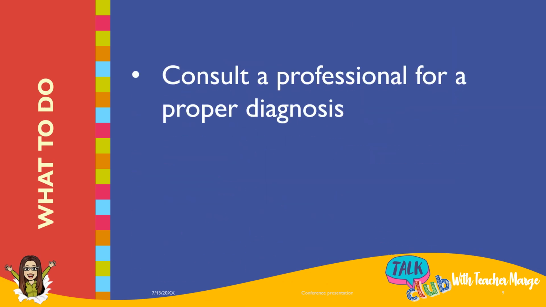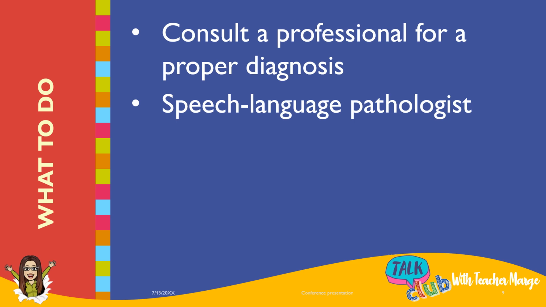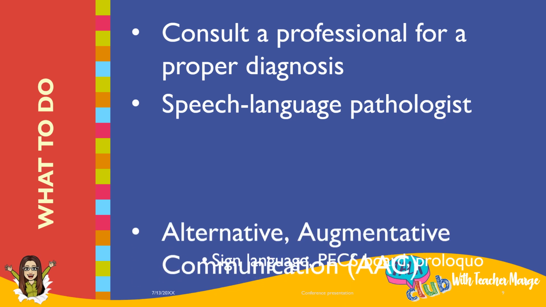So again, what to do? First, always consult a professional for proper diagnosis. Why? Your speech and language pathologist will be the one to tell you if it is apraxia or otherwise. There are a lot of speech production disorders, and your speech language pathologist should be able to differentiate whether it is a planning problem, whether it is a weak muscle problem, whether it is caused by a hearing problem, or whether it is a language issue or a mislearning issue. So your speech and language pathologist will be able to help you diagnose or identify if it is indeed apraxia.